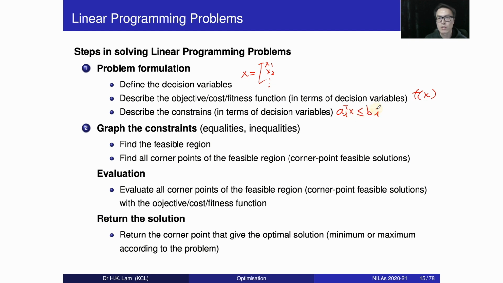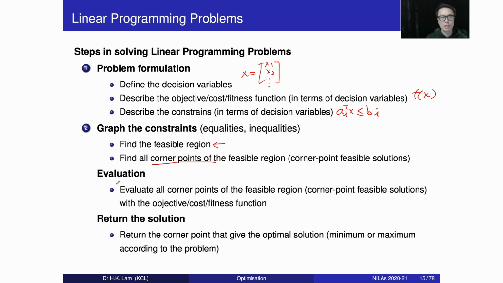Once we define the problem like this, we are going to graph the constraints. We can use a computer program as well, but as an example, we are going to use the graph, manually by hand, to find the feasible region. I'm going to show you what the feasible region is. It contains all the information above. Then find all the corner points, because according to linear programming theory, the optimal solution happens at the corner points only.